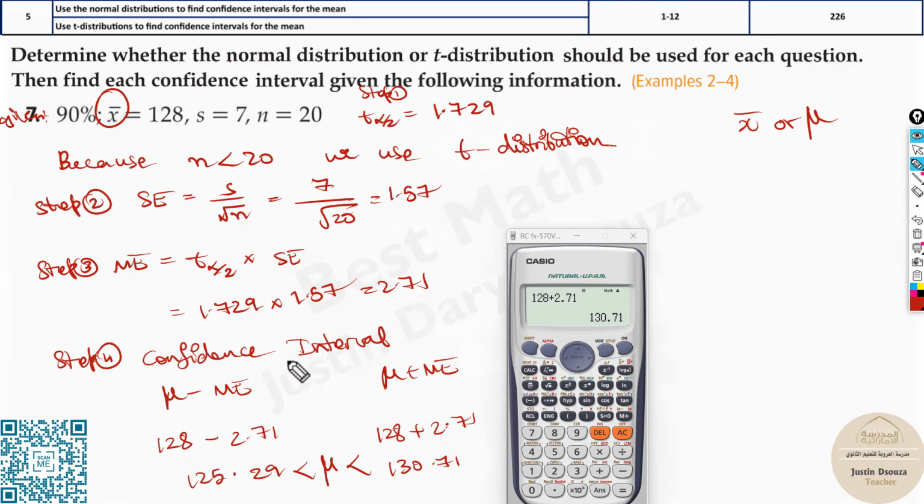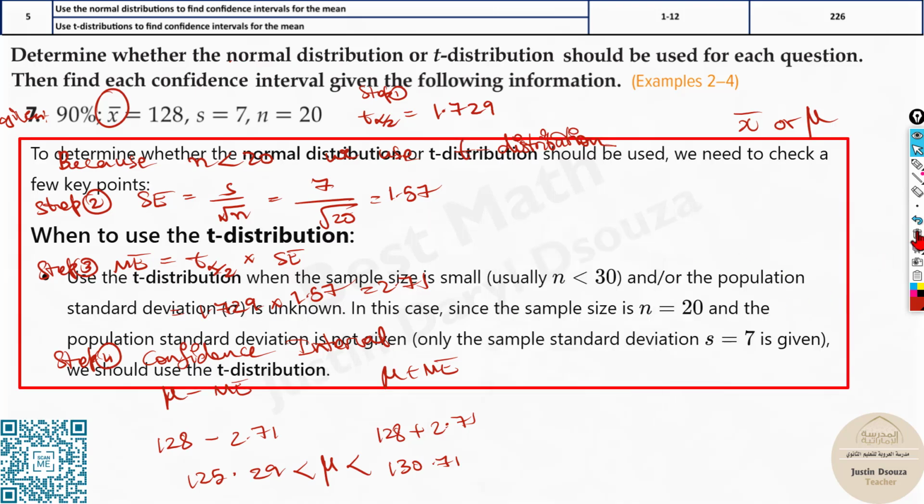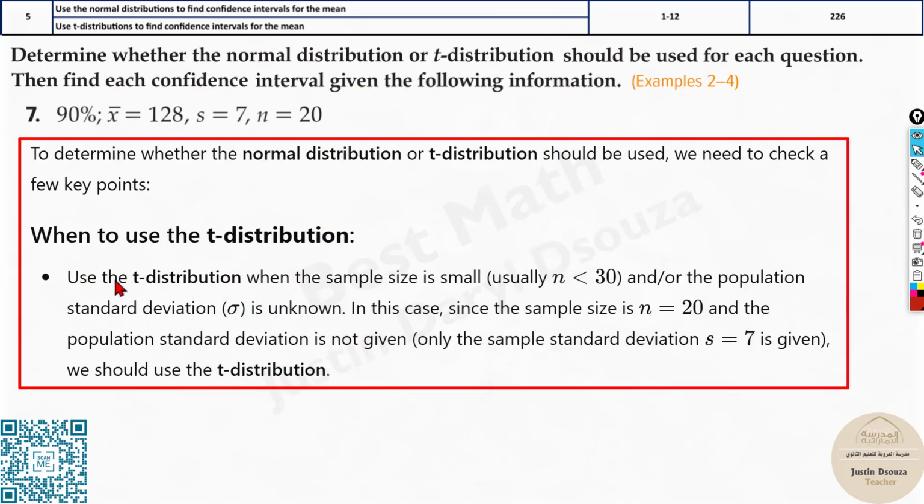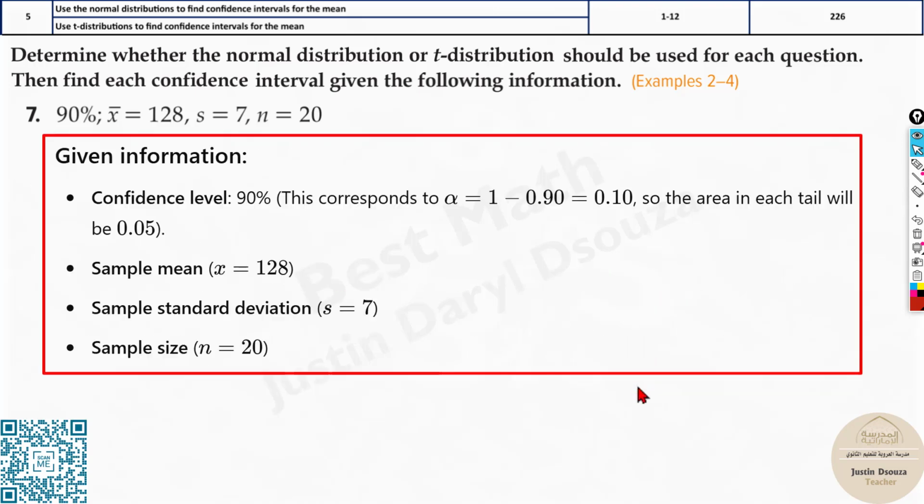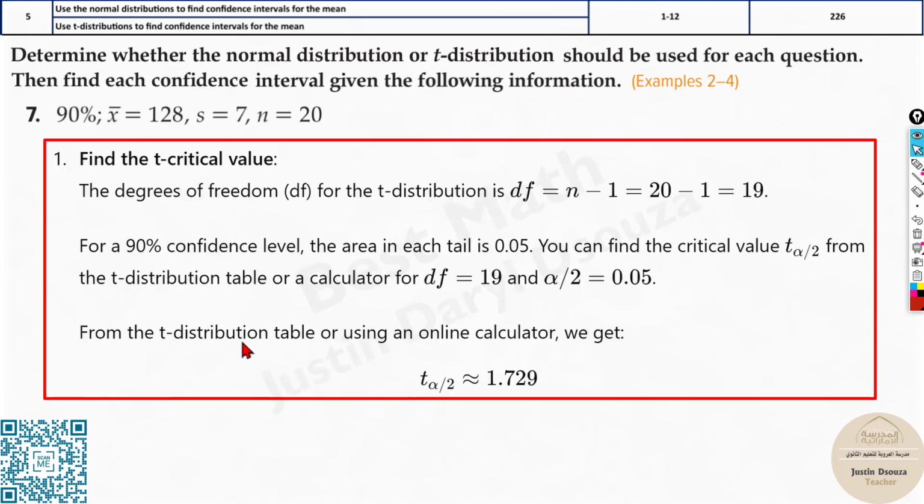I think we need to round it off to the nearest 10. Let's anyway see the answer over here. I'll just remove everything. First we tell it's t distribution because n is less than 30. And then we write all that is given and find the t value, which must be given to you in your exam.